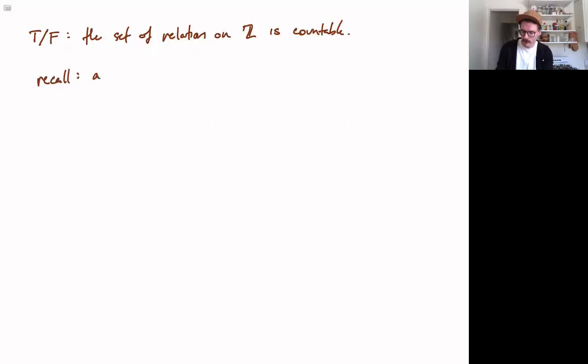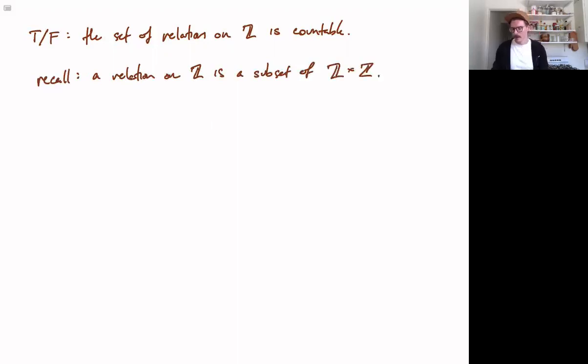Recall, a relation on the integers is simply a subset of integers cross integers. Remember, we think of it as the subset of pairs A, B, where A is related to B. But it can be any subset. They don't have to be related in a way that you can say in words. Writing down the subset is essentially declaring which elements are related.